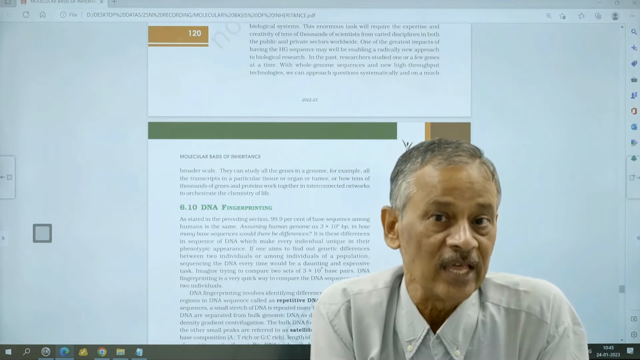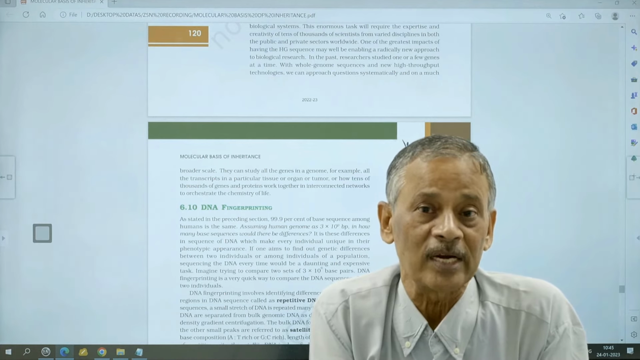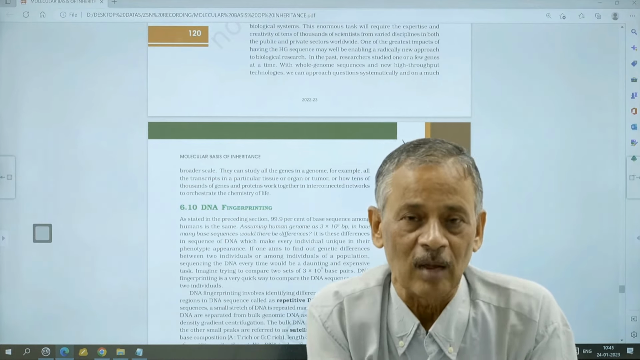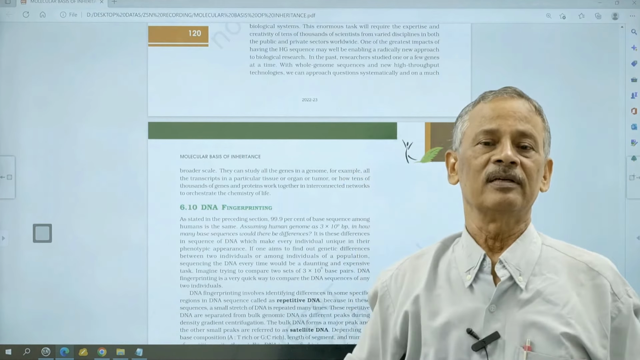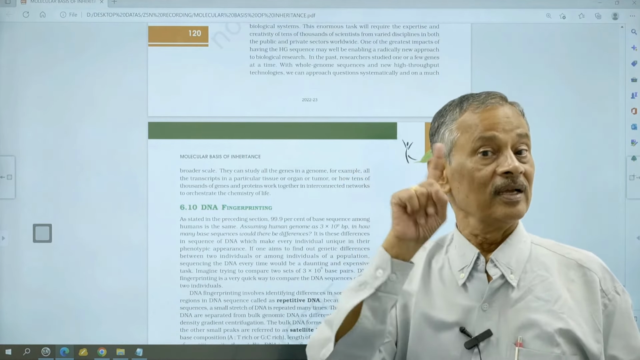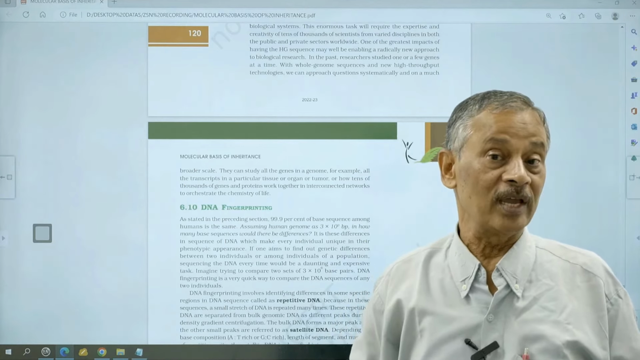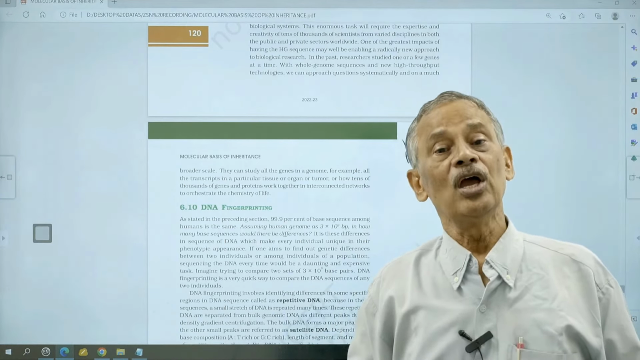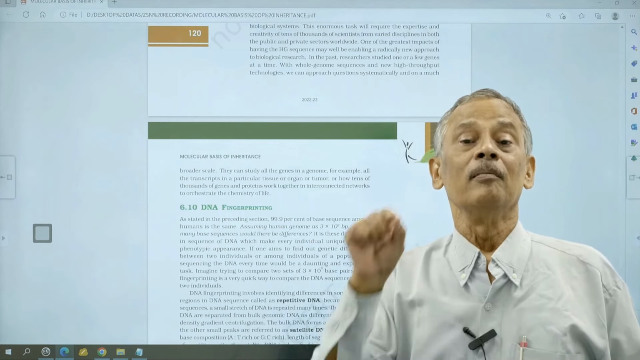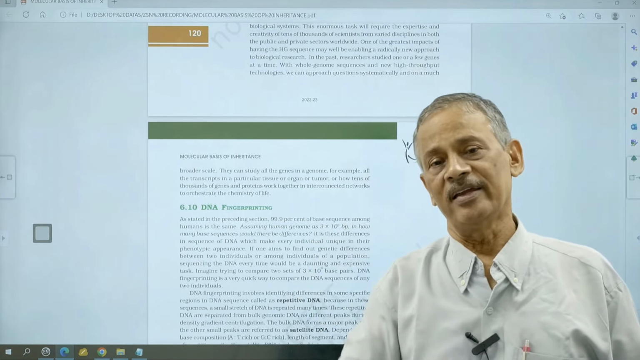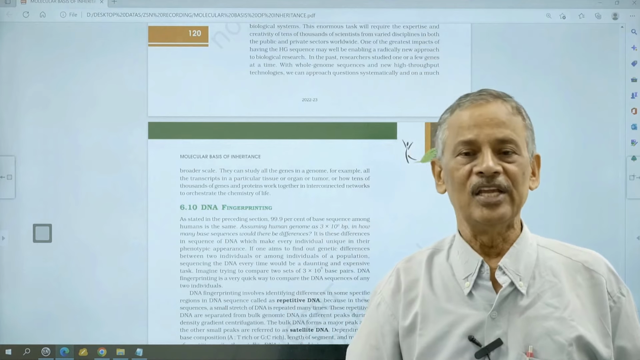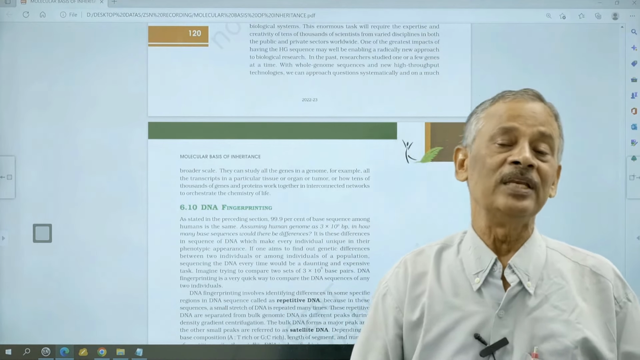Okay, then treat it with sodium hydroxide. So the double stranded DNA becomes separated and becomes single stranded. Then you use a probe. What is the probe here? Alec Jeffreys used a minisatellite DNA. What is a minisatellite?